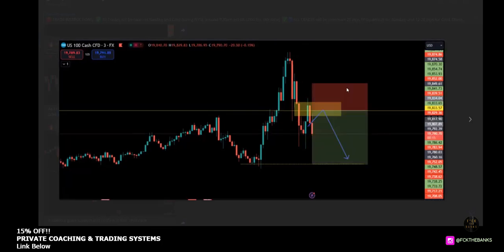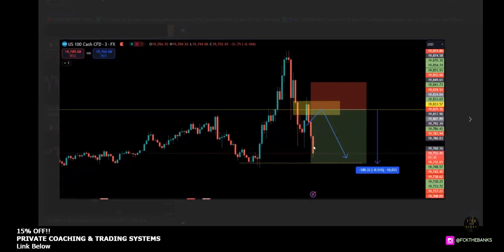Okay, guys, now let's see what happened next. That was the entry right at the zone, and as you can see, it dropped almost 100 pips again.